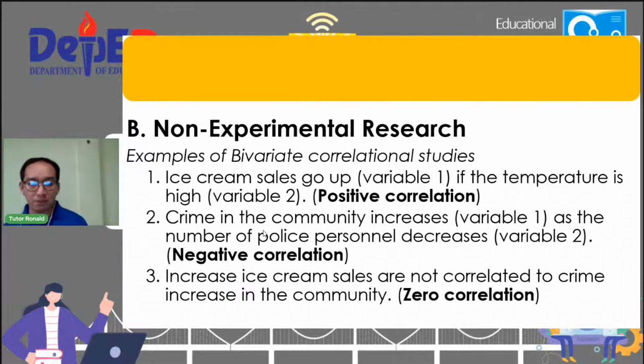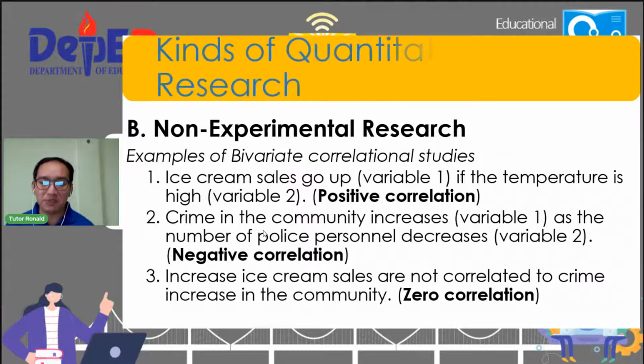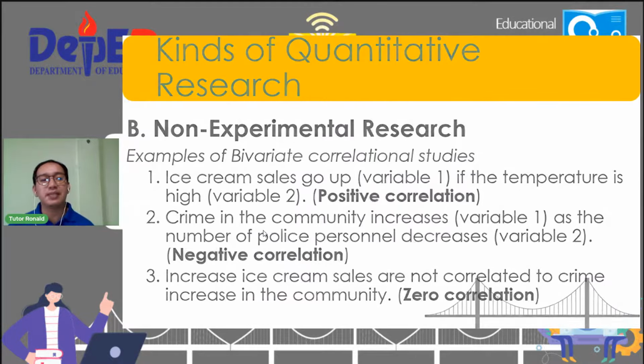So variable 2, so there's a negative correlation. Another example is, increased ice cream sales are not correlated to crime increase in the community. So there's no correlation or zero correlation. Hindi sila related, yung dalawang variables.